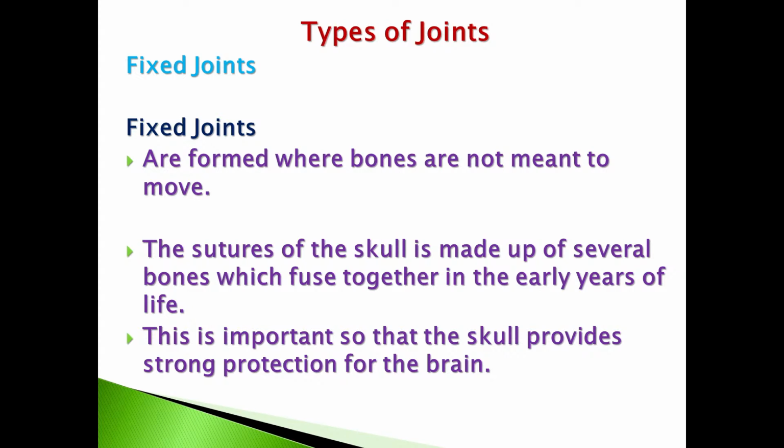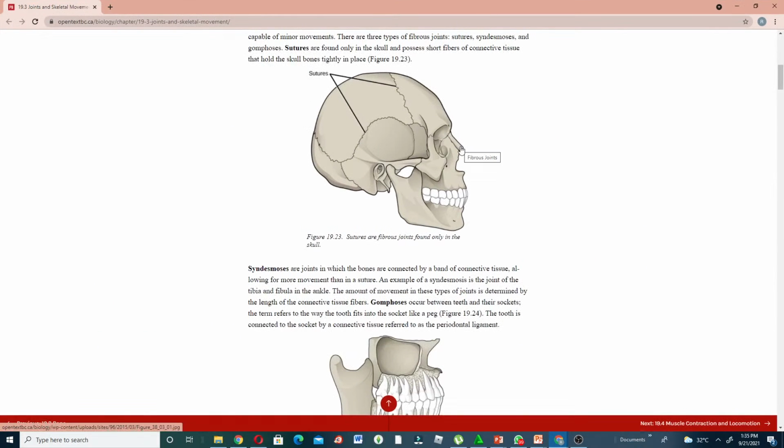As for fixed joints, they are formed where bones are not meant to move. We have some joints in the human body that don't actually move. That simply means that they are known as immovable joints. Examples of those are the joints that make up the skull. So the joints that make up the skull are known as immovable joints. That means that these joints are not meant to move.